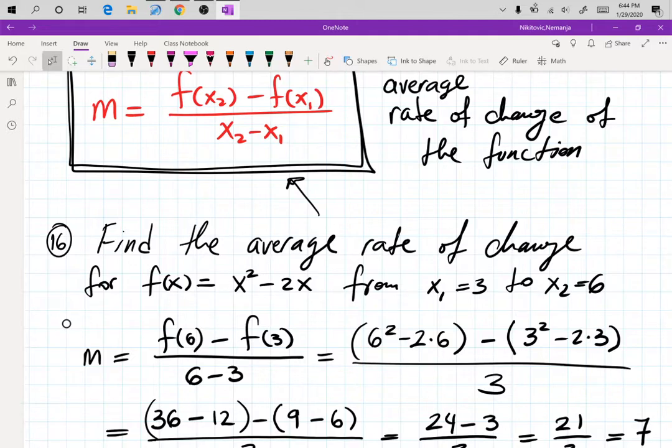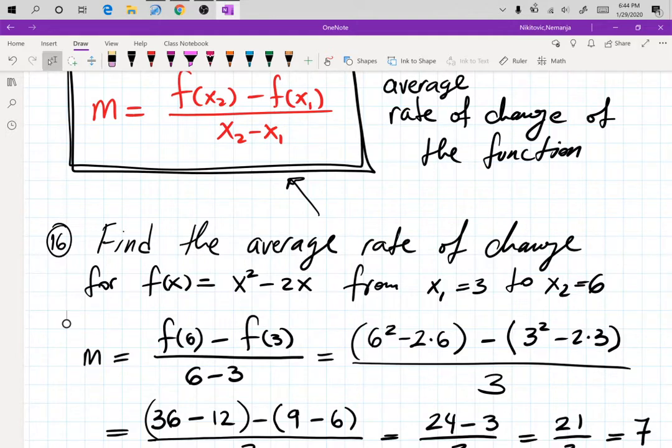Good. So we plug 6 into the function, and if you change this to 6, then these change to 6, and that's how you get your 6 squared minus 2 times 6. The second one tells you to plug in 3 in the function f.